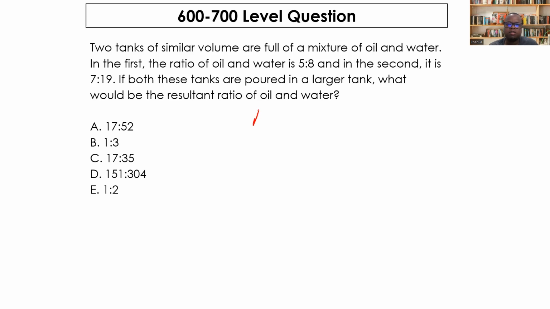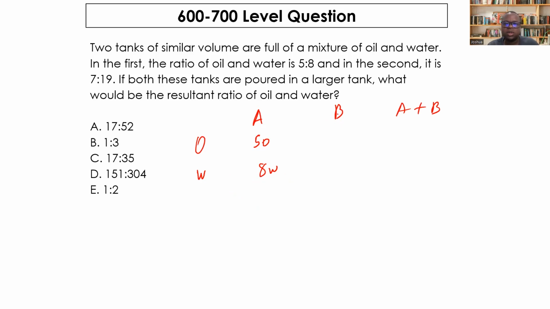Let's visualize this problem. We have tank A and tank B. Tank A has oil and water. So does tank B. And the mixture is A plus B. So the first tank A has oil and water in the ratio of 5 to 8. So you have 5O, then you have 8W, this mixture. All of it will add up to 13, if you have to have it that way.